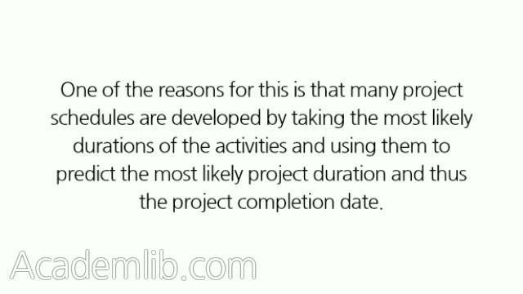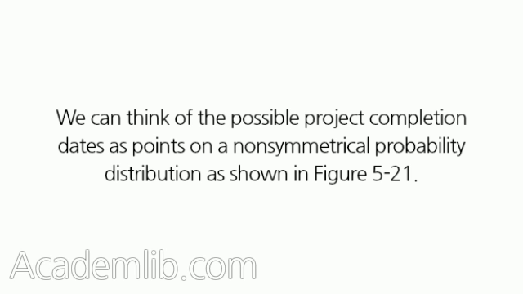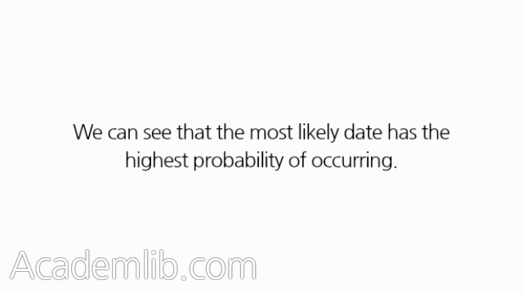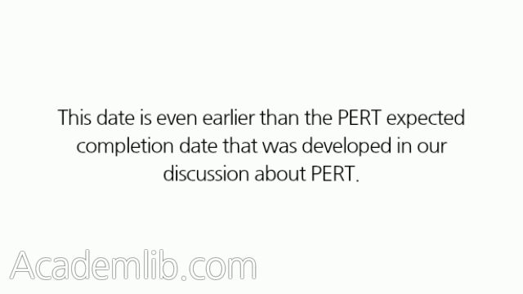One of the reasons for this is that many project schedules are developed by taking the most likely durations of the activities and using them to predict the most likely project duration and thus the project completion date. We can think of the possible project completion dates as points on a non-symmetrical probability distribution as shown in Figure 5.21. We can see that the most likely date has the highest probability of occurring. This date is even earlier than the PERT expected completion date that was developed in our discussion about PERT.